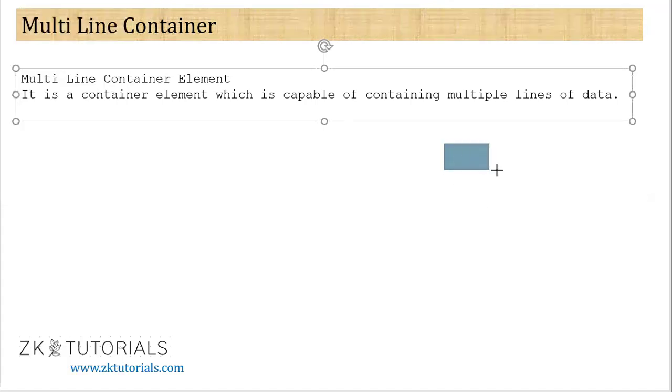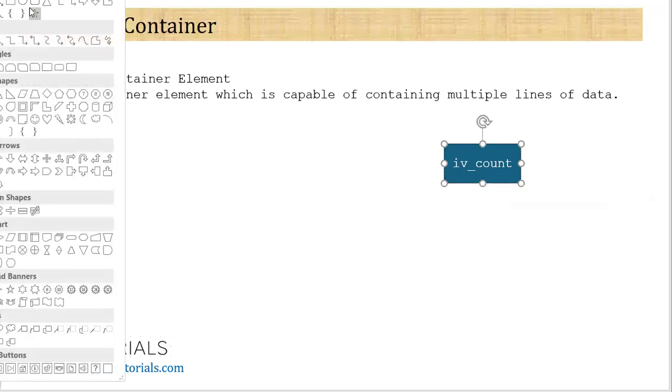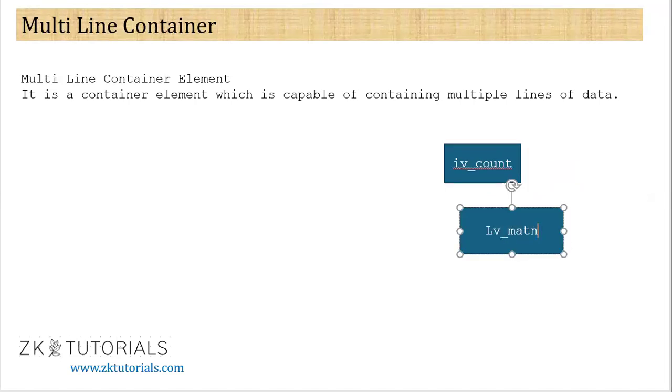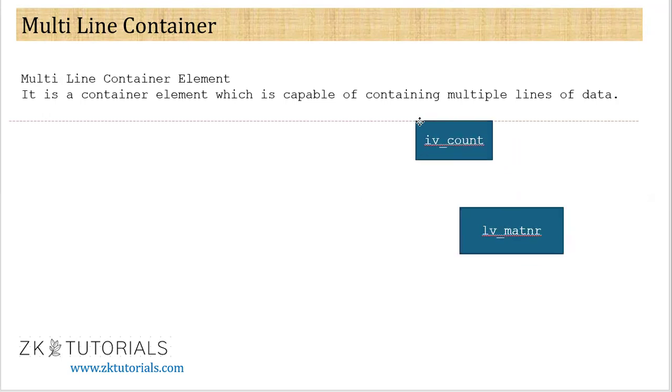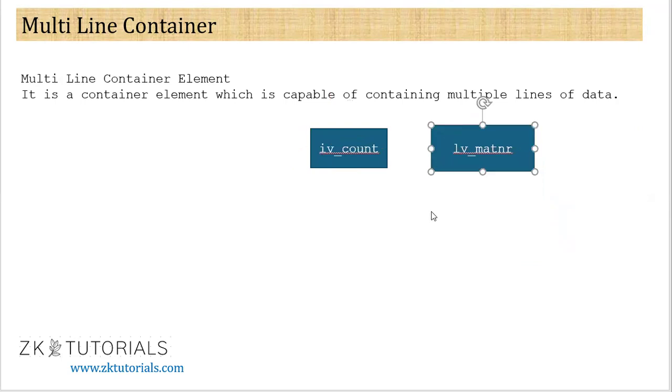Previously, what did we create? Let's say we created an IV count. We also created something known as LV Matnr. What is this? It will be able to store only a single record. So these were the single-line container elements. Now comes the multi-line container element.